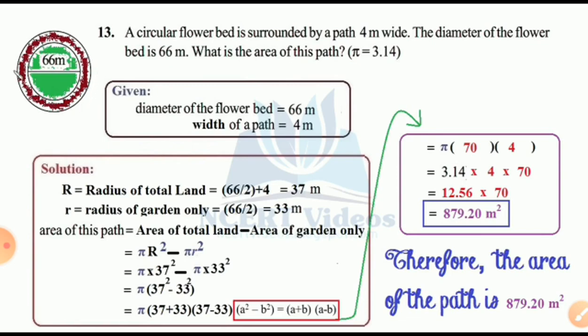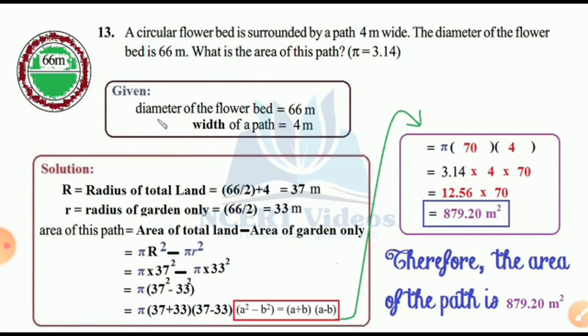Now R is the radius of the total length, that means 66 divided by 2 plus 4. On the outer side, beta, we got 37. On the inner side you have 66 divided by 2, that's 33 meter. Now both radii you have: the big circle is R capital square and the small circle inside is small r square. Now pi is as it is, 37 square minus 33 square. We know the identity a square minus b square, so 37 plus 33, 37 minus 33 as per our identity.